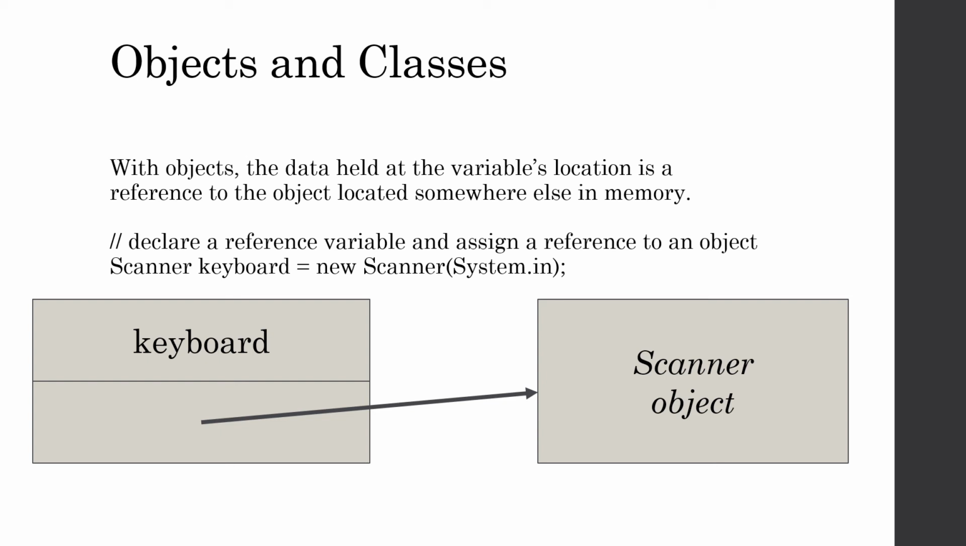So in this particular case, we've created a reference variable. We call it keyboard. And then we've got our actual scanner object that's located somewhere else in memory. And then that reference just kind of directs us or points us to where the object is located. So we show that relationship here where the reference variable and the object are completely separate things. So they're in completely separate locations in memory.